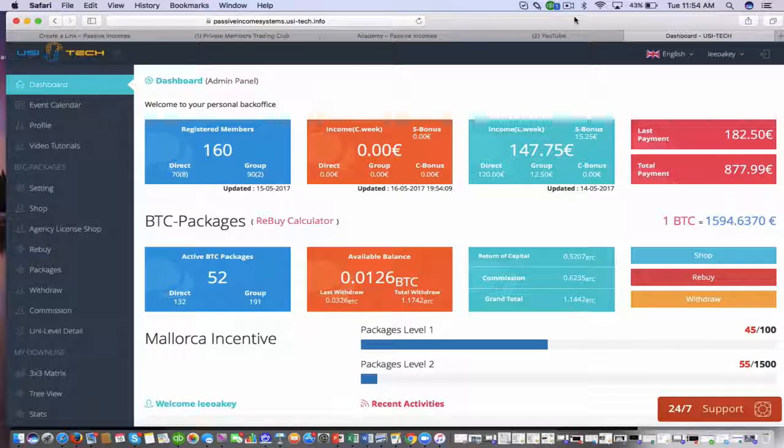This video is going to show you the importance of using the rebuy calculator, which is right here in your dashboard, in between the top line showing your earnings and the Bitcoin packages. So if you've been looking for it, the rebuy calculator is here. And what I'm going to show you is what I believe to be probably the most important sales tool when you're talking to a prospect.